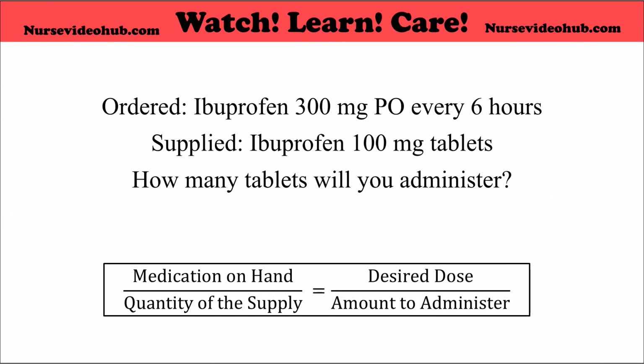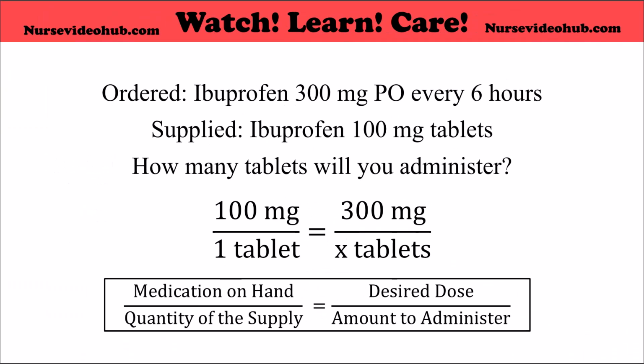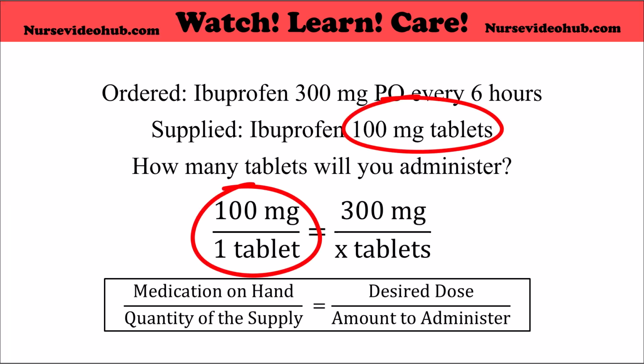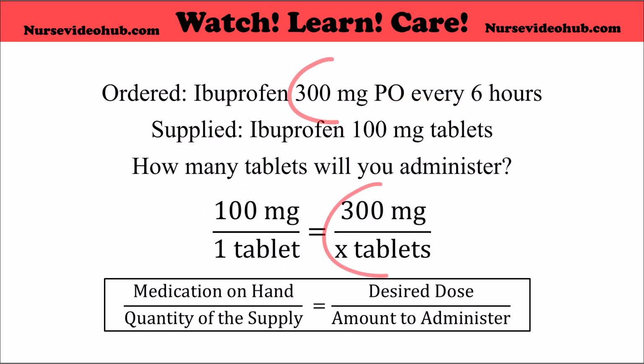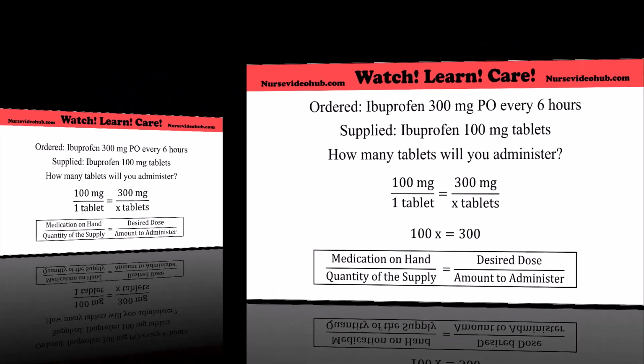For the first practice problem, the order is ibuprofen 300 milligrams PO every 6 hours. The medication supplied is ibuprofen 100 milligram tablets. How many tablets will you administer? Start by setting up your proportion. The first ratio is the medication supplied, 100 milligrams per 1 tablet. The second ratio is the desired dose, 300 milligrams per X tablet.